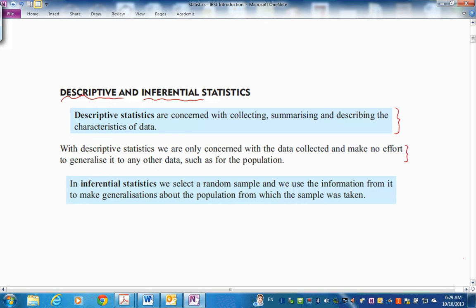And we don't make an effort to generalise it, to say, well, this is what's always going to happen, or any inference like that. Whereas in inferential statistics, we select a random sample and try to represent the whole group of individuals or items that we're measuring in a population and make some generalisation. This is going to come later in the course.